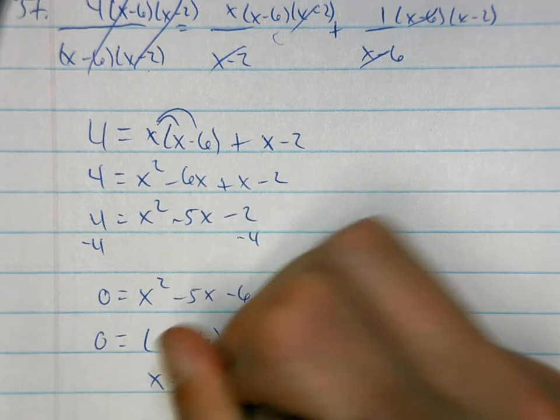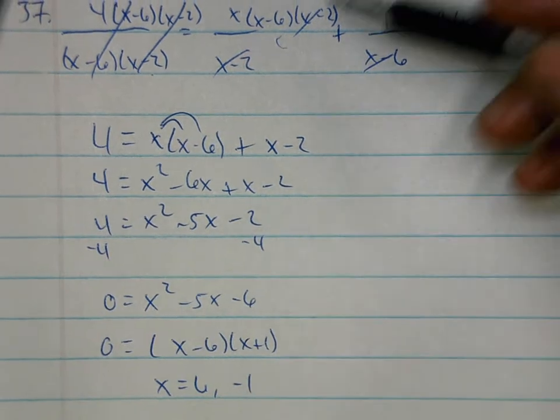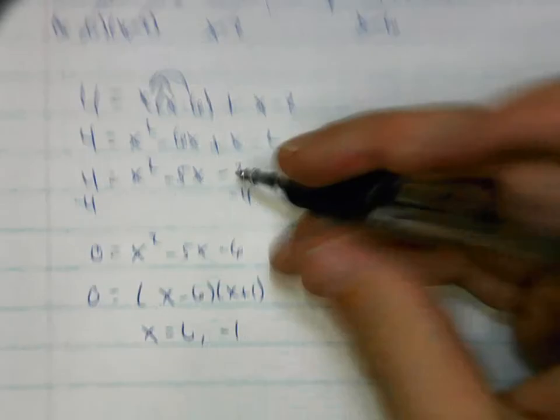Look back at your original problem. You cannot plug 6 in right here, so therefore that is an extraneous solution. X equals negative 1 is the only thing that works.